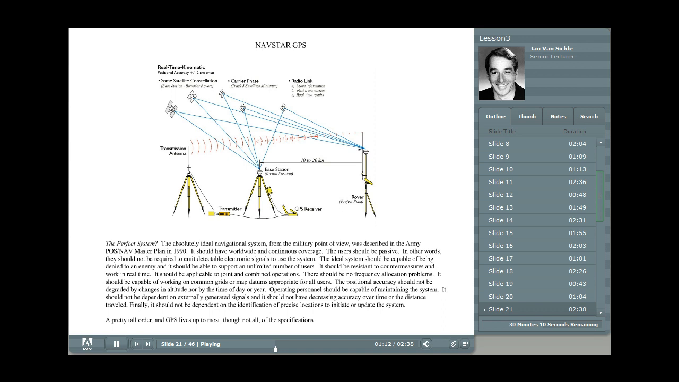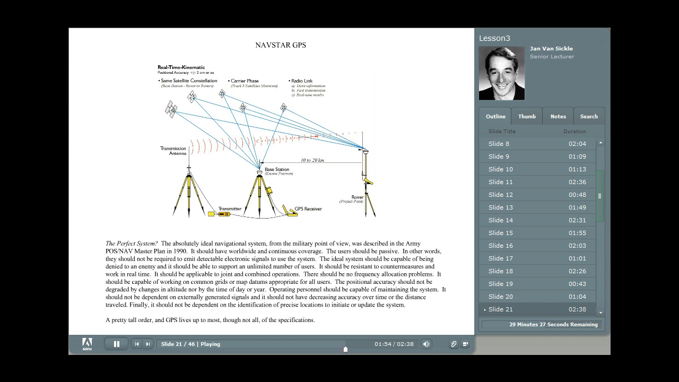It works in real time. In other words, as it has developed, it's quite possible to get GPS positions in real time. It should be applicable to joint and combined operations, militarily speaking, and it should be able to work on common grids or map datums that are appropriate for all users. This is very true. One of the things that GPS is very good at is taking its native format in Earth-centered, Earth-fixed XYZ coordinates and transforming them using the microprocessor in the receiver to virtually any well-defined coordinate system.